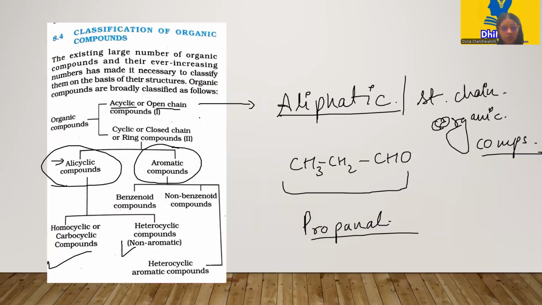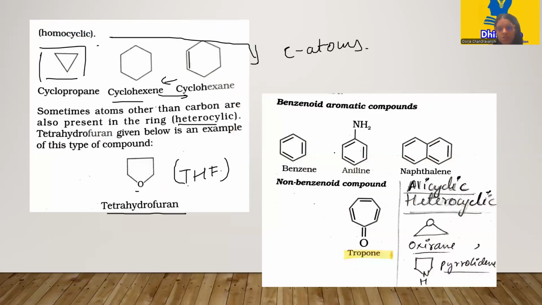Next, like we saw earlier, we have alicyclic. What do we have next? In the ring compounds, we have aromatic compounds. Now, aromatic compounds can also be divided into two types. We have benzenoid and we have non-benzenoid. Benzenoid compounds are those which have benzene. This is highly important and a lot of reactions are based on this. C6H6 is the formula of benzene. Next is aniline, naphthalene. These are benzenoid aromatic.